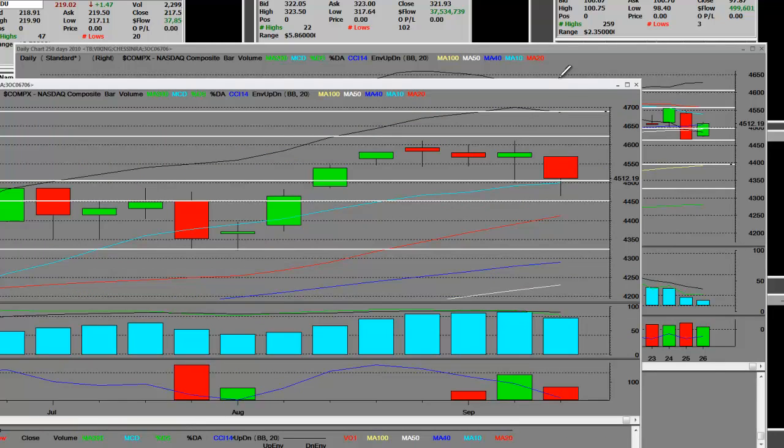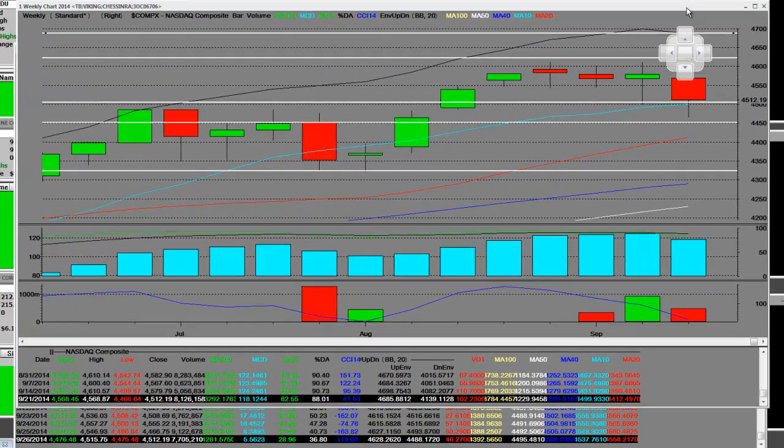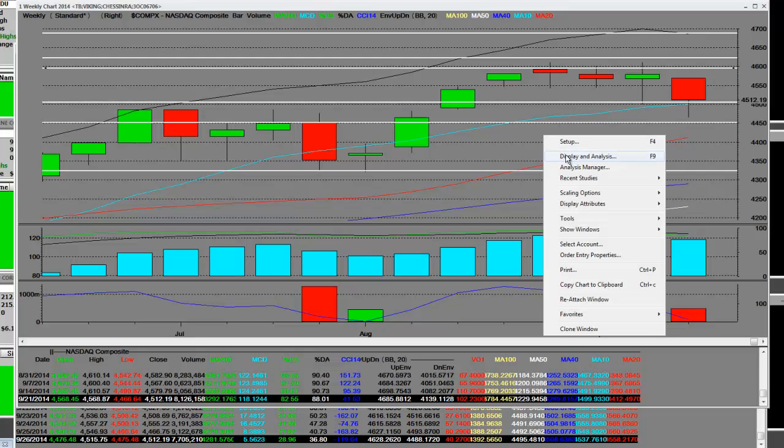On the weekly chart, look here. Look at the weekly chart. You could not take out that price volatility action on the NASDAQ composite. We have a big selling day. In fact, it bounced on that line right there. This is a 10-week moving average for the first pass for the NASDAQ composite.